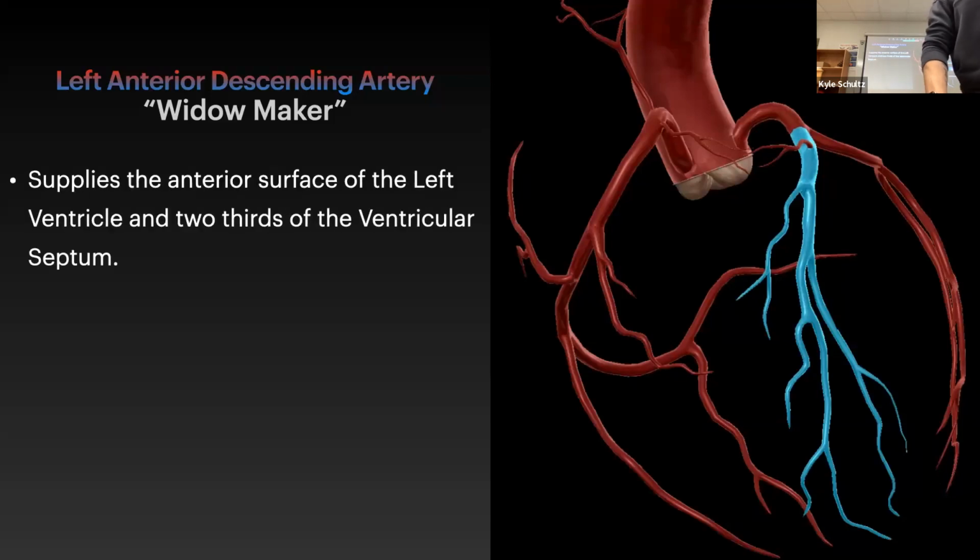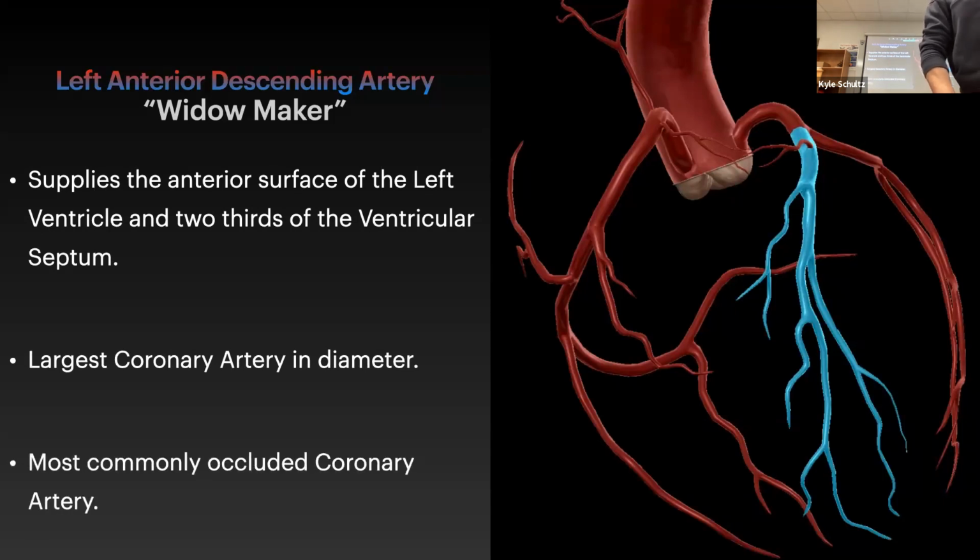Supplies that entire anterior surface like we talked about, most of the septum. This is the largest coronary artery in diameter. And this is kind of the crappy part about it: it's also the most commonly occluded coronary artery. So not only is it the one that's going to kill you the most effectively, it's the one that you're most likely to have occluded, which kind of sucks.